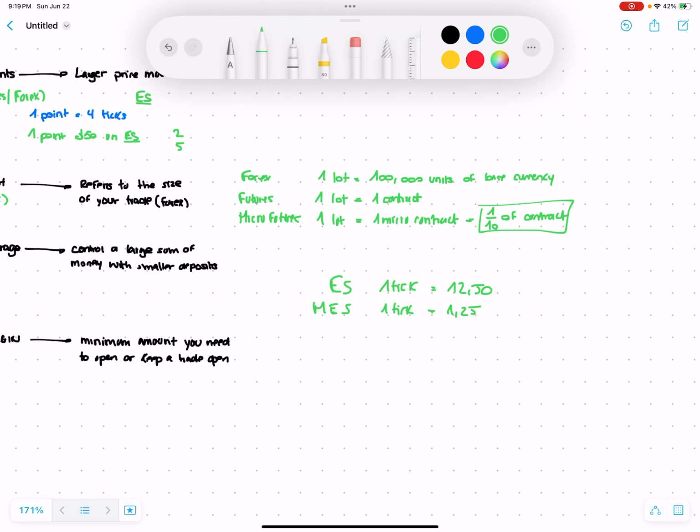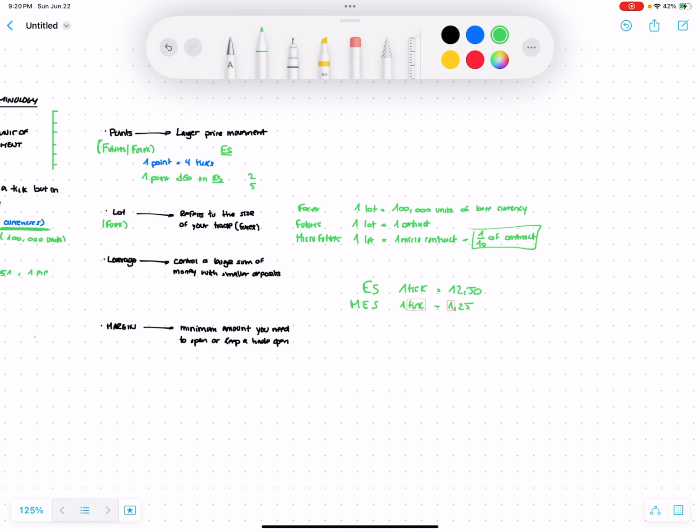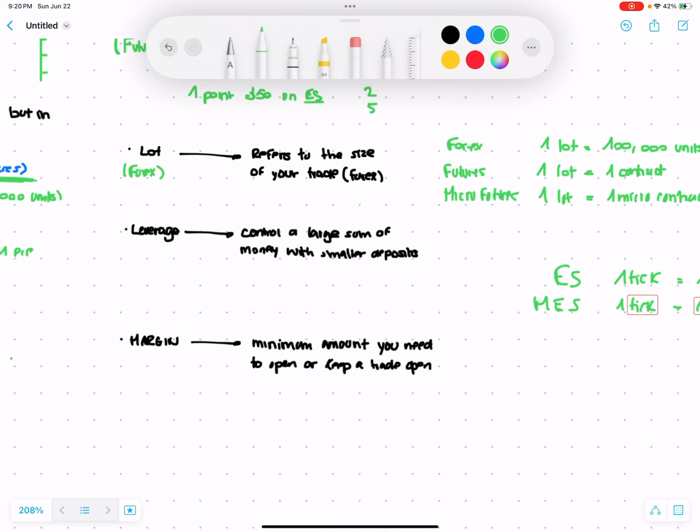So these are just numbers for today. It's a lot of information. You probably won't remember all of this today, which is fine. It's just things to keep in mind for the future.